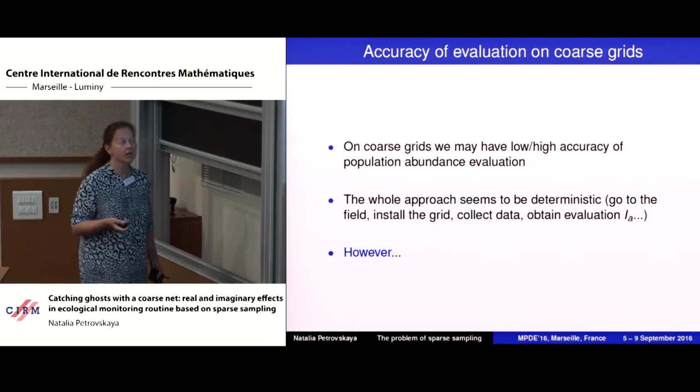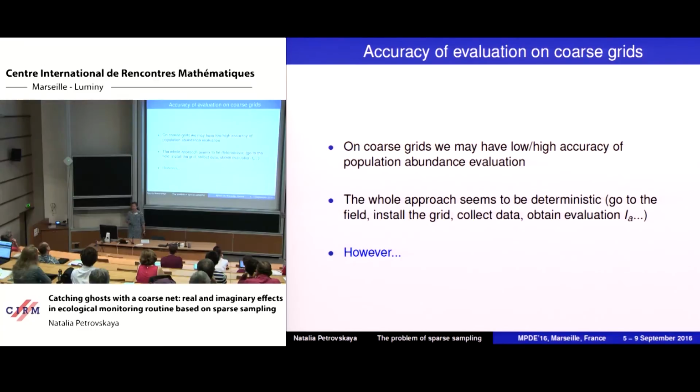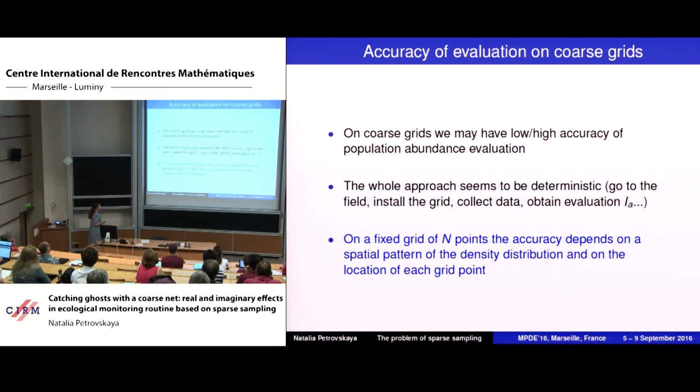What we can see, some quite obvious things. We may either have low accuracy of evaluation, or we may have high accuracy of evaluation, and the whole thing seems to be quite deterministic. So we go to the field, we install our grid, we collect data, we obtain our evaluation, then either we are happy with that evaluation or we are not happy, but that seems to be predetermined.